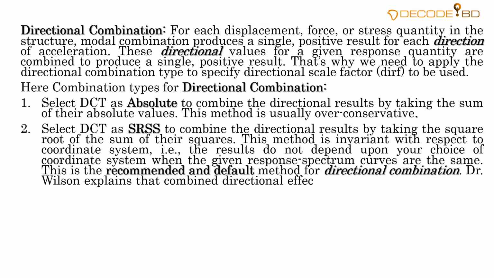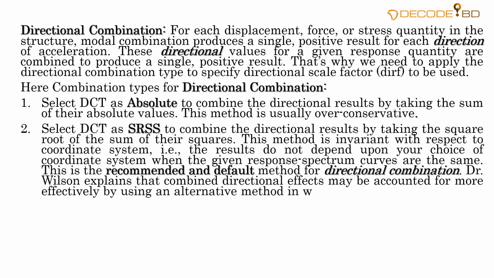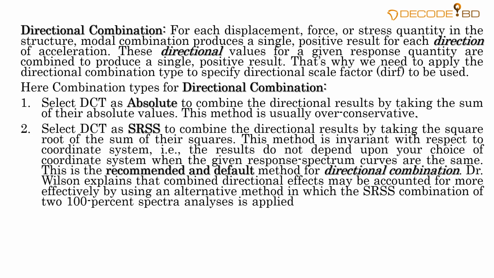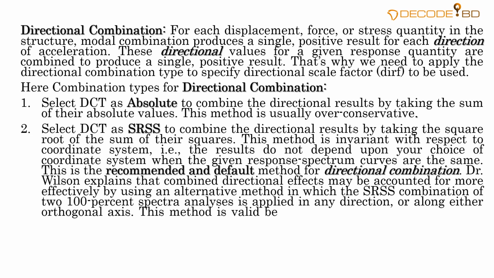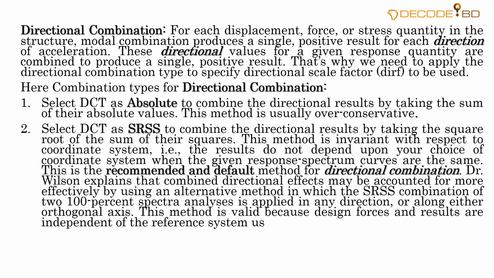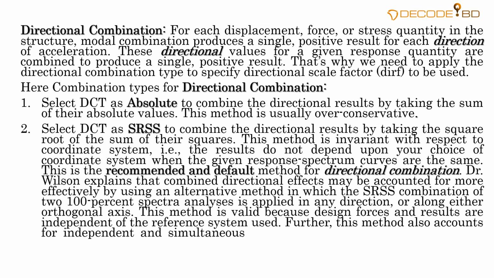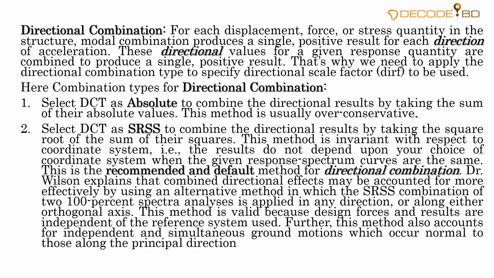Dr. Wilson explains that combined directional effects may be accounted for more effectively by using an alternative method in which the SRSS combination of 100% spectra analysis is applied in any direction or along either orthogonal axis. This method is valid because design forces and results are independent of the reference system used. Further, this method also accounts for independent and simultaneous ground motions which occur normal to those along the principal direction.